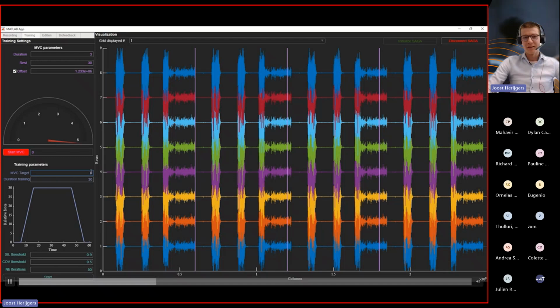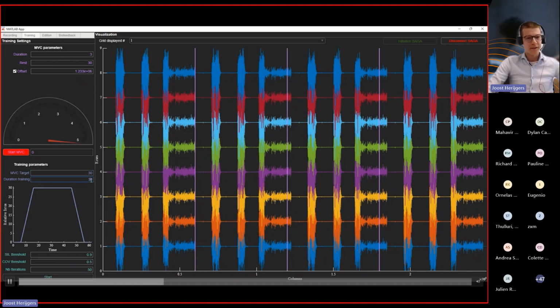After performing the final MVC, because there are multiple repetitions, we can set the training parameters. This is done in the bottom left. So you can see that we're filling out the MVC target level, on which we're going to train data, and the duration of the plateau. And then a preview of the force profile is shown here. So you will see some edits happening to that as we fill out the values.